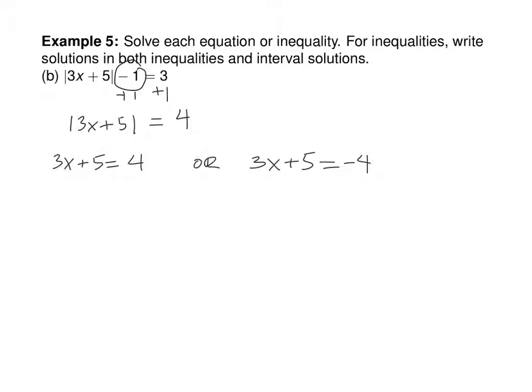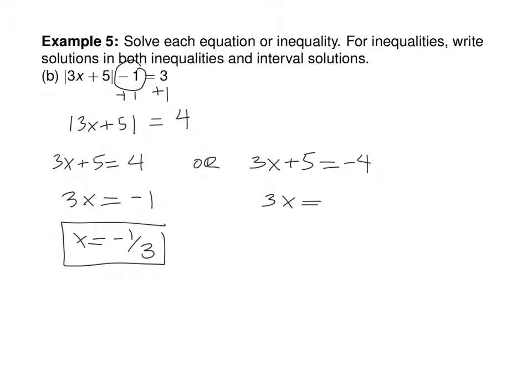Okay, so that will be 3x equals, very good, and x is -1/3, great. This next one, you take away 5, you get 3x equals -9. Divide by 3 and you get x equals -3. So there's your 2 answers.